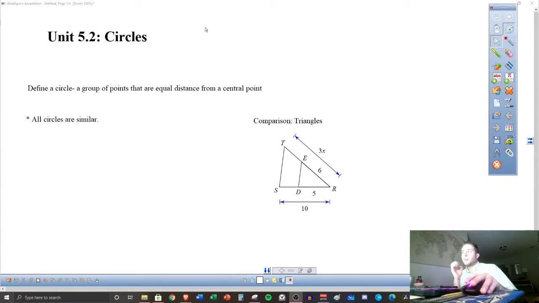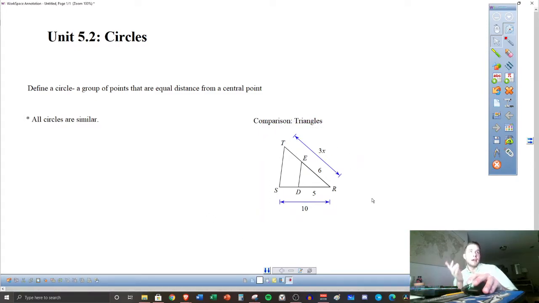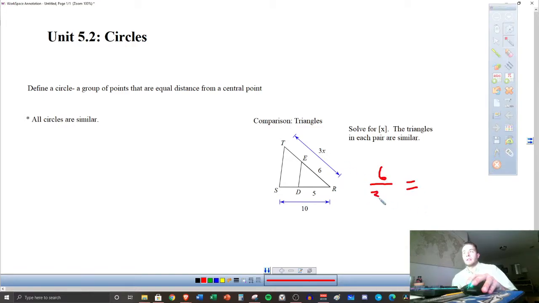Last year in iMath 2, you would have answered questions that look like this, right? This is an iMath 2 question, all right? And in this question, it would tell you solve for x. The triangles in each pair are similar. So you would solve this by creating a proportion. You would say, oh, it's 6 compared to 3x equals 5 compared to 10. And you could easily cross multiply and solve that.